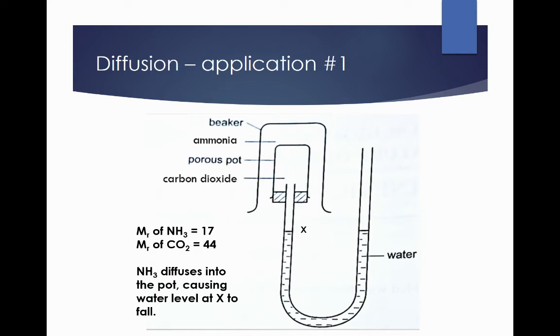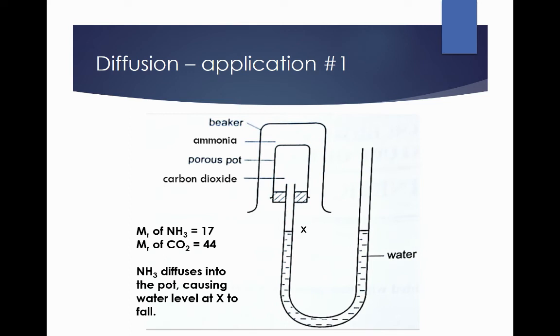Now you realize that ammonia has a lower MR compared to carbon dioxide, and therefore it can diffuse more quickly into the pot rather than CO2 diffusing out of the pot. Because there are going to be more particles within the porous pot, it will be pushing through and causing the water level at X to fall. Now, this will be the immediate change.